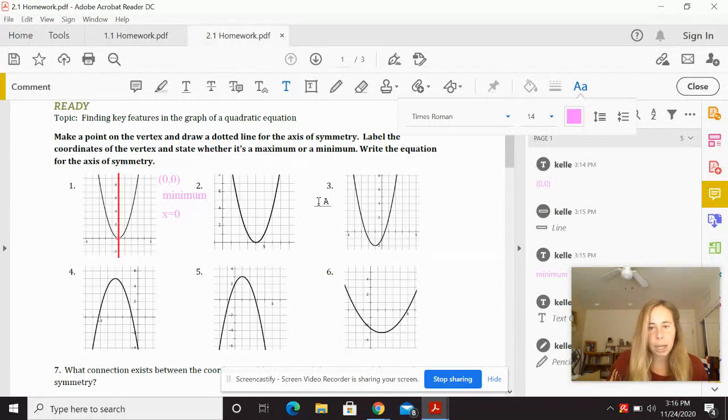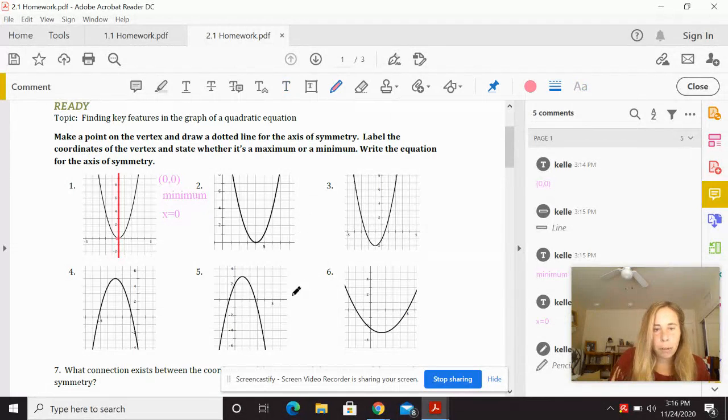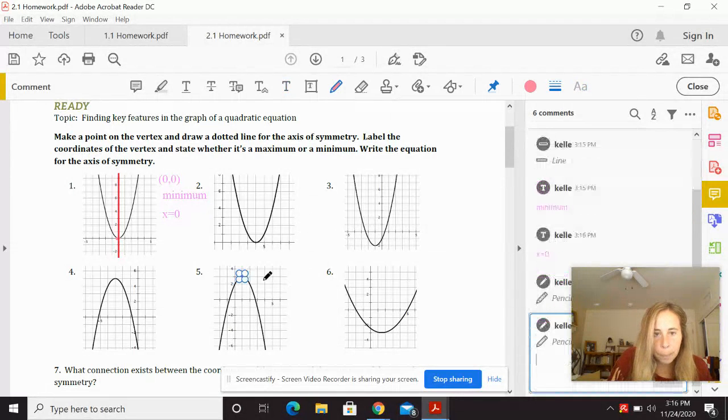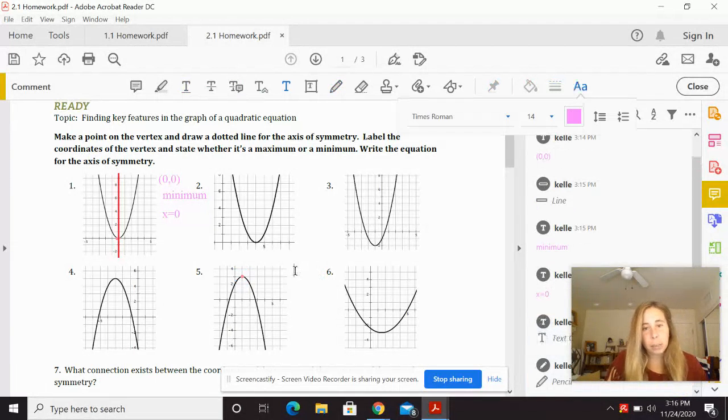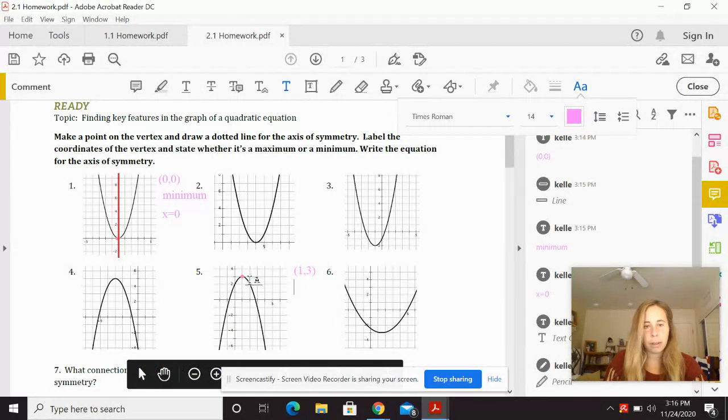Let's pick another one to do. We'll do number 5. So I'm going to put a dot on my vertex. Oh, bam. That was a good dot. All right, let's write the point. So that point is at x is 1, y is 3. 1, 3 is my vertex point. And then let's say, is it a maximum or a minimum? Well, it's the highest point on my graph, and the graph is decreasing, right? The graph is going negative, so this is the highest point, so it is my maximum point.